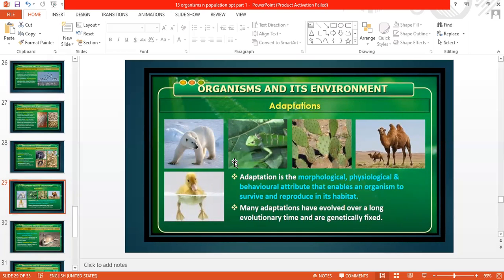Now, next, let us understand what is adaptation. Adaptation is an attribute of the organism that enables the organism to survive and reproduce in the habitat. Adaptations can be of three types. It can be morphological adaptation, physiological adaptation, or behavioral adaptation. Over a long period of time, many adaptations have evolved and are incorporated into the genes. And so they have got genetically fixed.